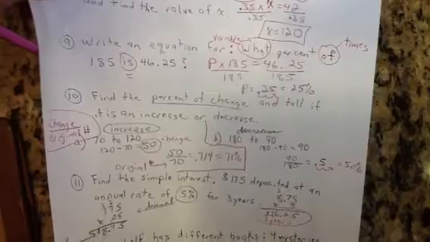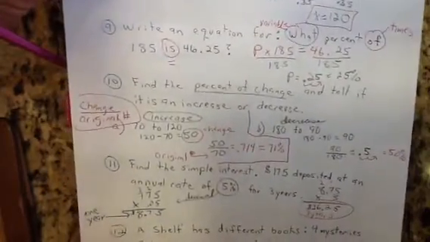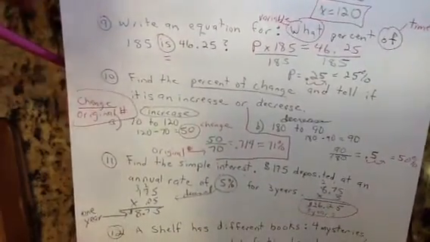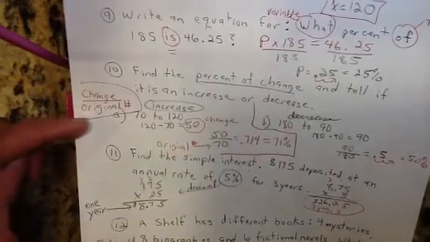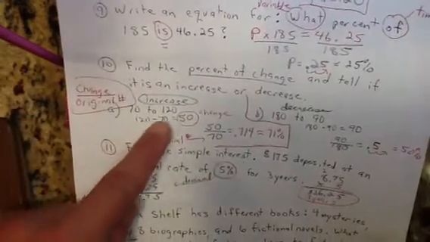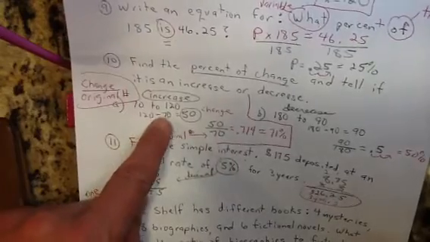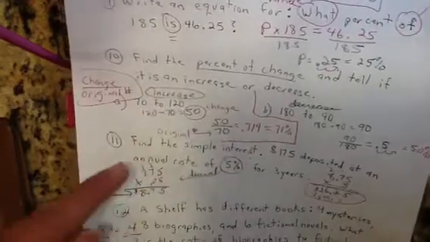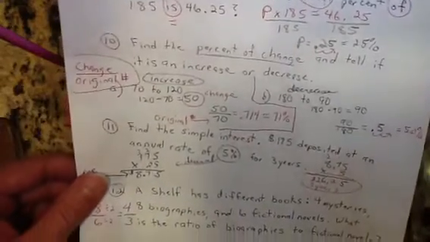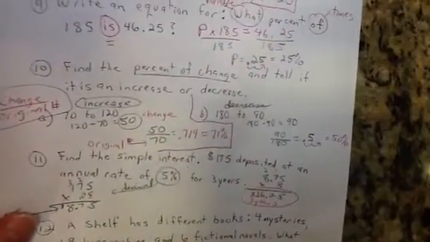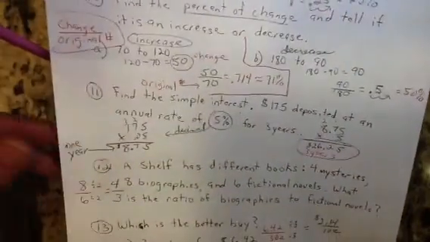There's number 9. Here's 10. Find the percent of change. Remember, percent of change is change over the original number. So to find your change, you find the difference between the two numbers. And don't forget to say if it's increasing or decreasing. Okay, so I'm showing the work for those two there.